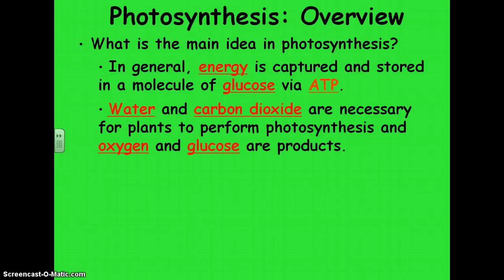Water and carbon dioxide are necessary for plants to perform photosynthesis, and oxygen and glucose are products. Now, if you remember back to cellular respiration, oxygen and glucose are the reactants, while water and carbon dioxide are the products. So this is sort of the reverse of cellular respiration.